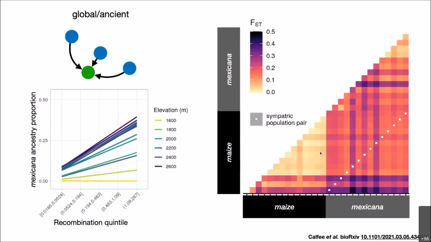So both our estimated age and these FST patterns, as well as this correlation between recombination and ancestry, all suggest that there isn't a lot of very recent introgression from Mexicana, and that most of the Mexicana ancestry we see is relatively old and may have come from multiple different Mexicana populations.